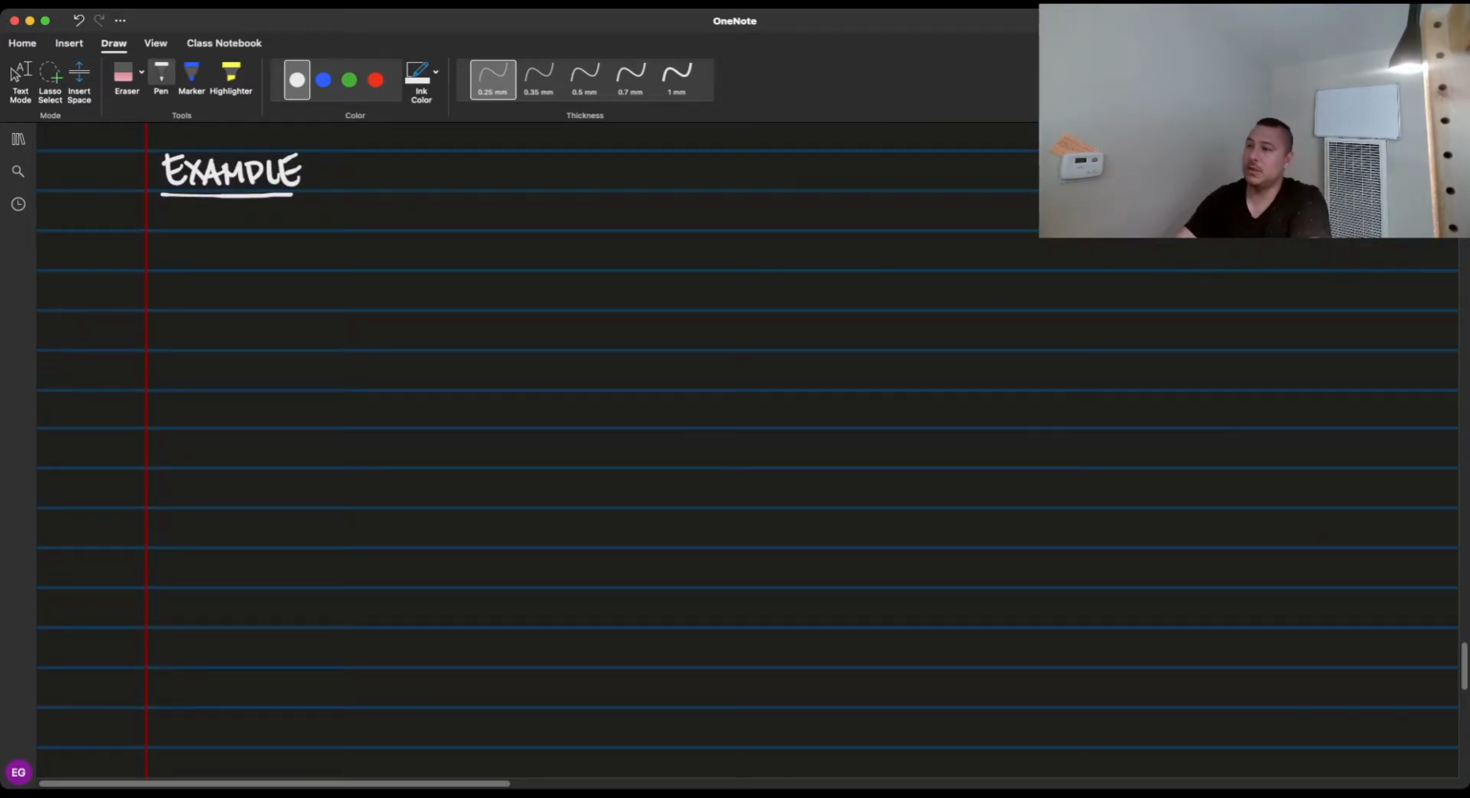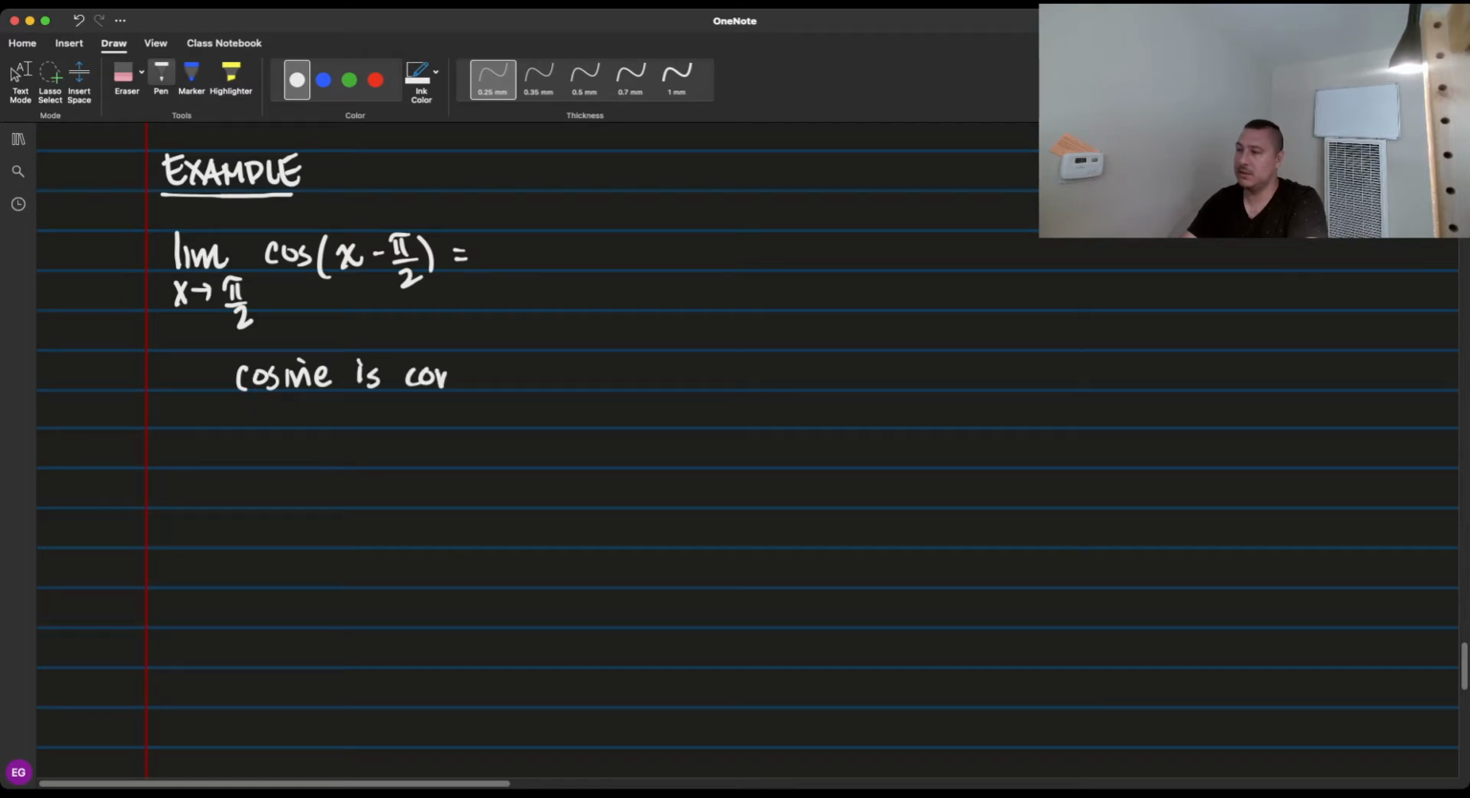Let's say that you want to find the limit as x approaches pi over 2 of the cosine of x minus pi over 2. Now I can tell you that cosine is continuous at x equals 0, because what you need to do is take your pi over 2 and plug it into the inside function. Pi over 2 minus pi over 2 is 0.